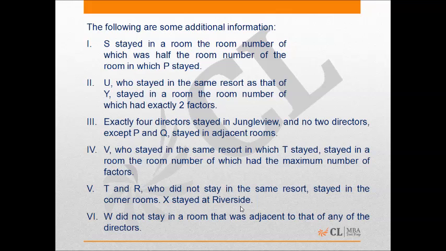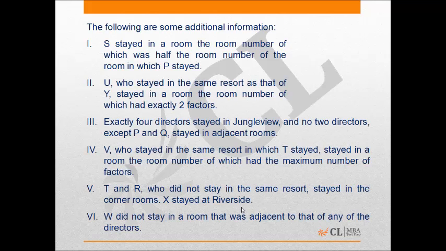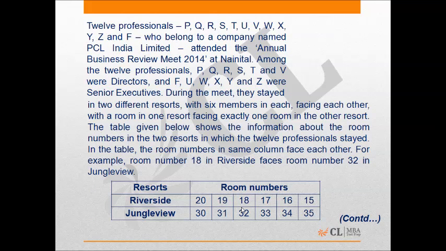T and R, who did not stay in the same resort, stayed in corner rooms. X stayed at Riverside. W did not stay in a room that was adjacent to that of any of the directors. Now, to solve this, first of all, we'll prepare a table, which is in fact given in the question.